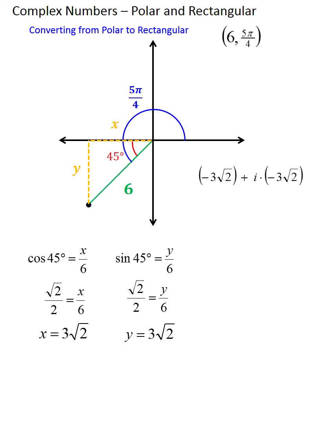And once we've found the x and y coordinates, we can put this in rectangular form. Notice I've made my x and y coordinates negative because we're in quadrant 3, so clearly that's the case. Here's a better way to express the same thing.